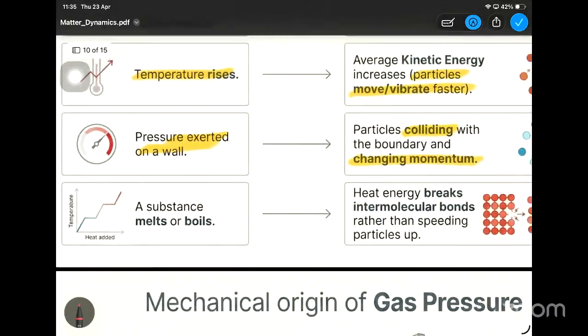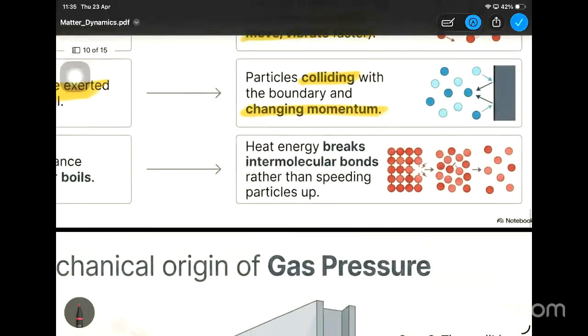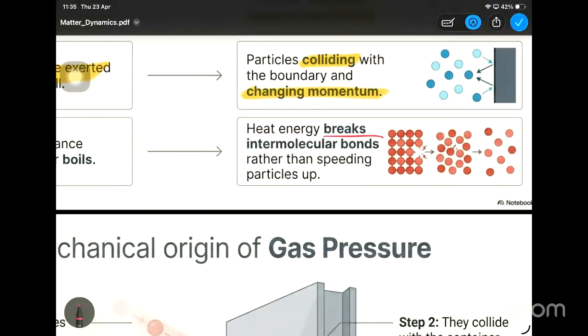When a substance melts or boils, the heat energy breaks intermolecular bonds rather than speeding up the particles, which means a huge amount of energy is being supplied to that system. A small amount of energy means the particles will be moving here and there. But if you provide a huge amount of energy, the bonds will be broken. Then afterwards, what will happen? The particles will have their movement, right?